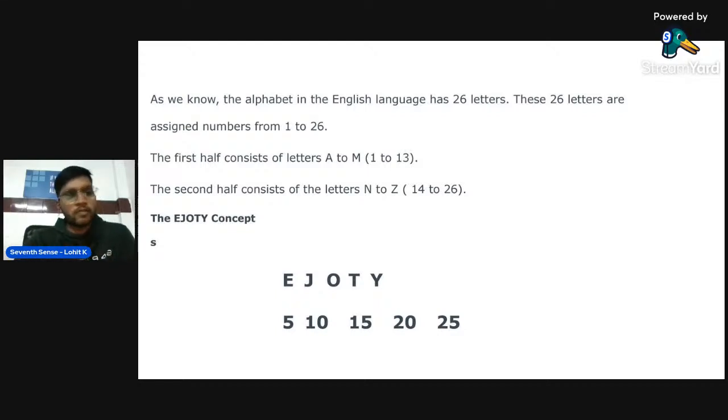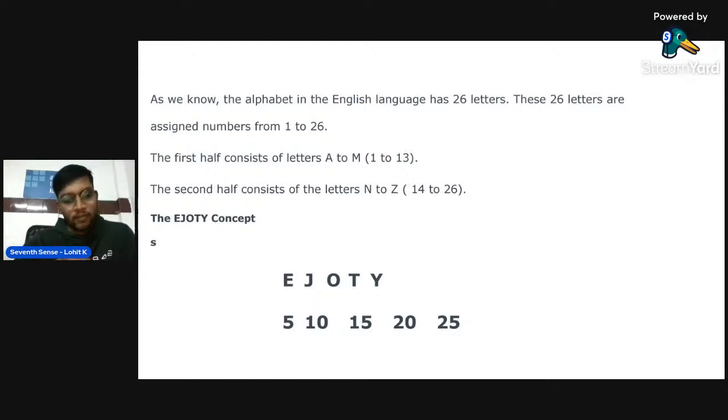Suppose I'm asking you the number of P here. P means O, P, Q, right? After O, P comes. So what is the number of O here? O you already know, that is 15, right? After 15, plus 1, that is 16. So P represents 16 here. Like that, you can use this EJOT concept and directly know the number of each alphabet.